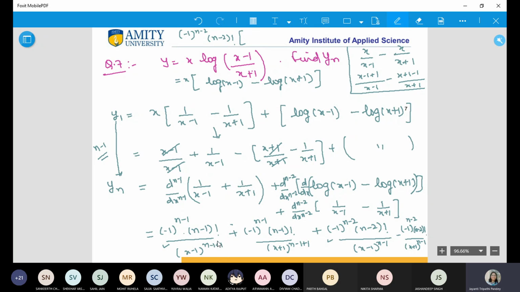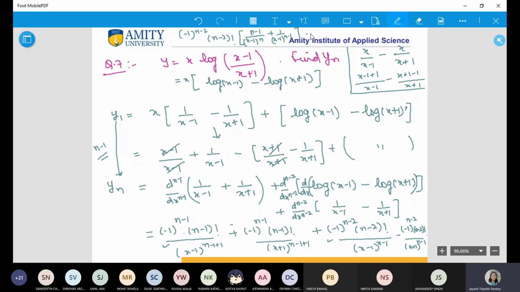Here you will have 1 upon x minus 1 to the power n, plus, since you are taking out n minus 2, you will have n minus 1 also, plus 1 upon x minus 1 to the power n minus 1. Is this fine or not?